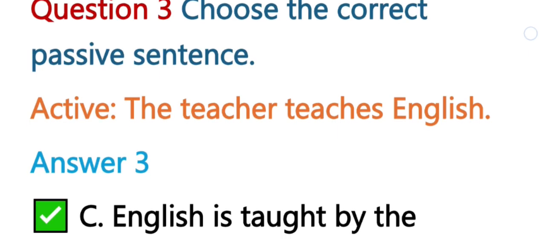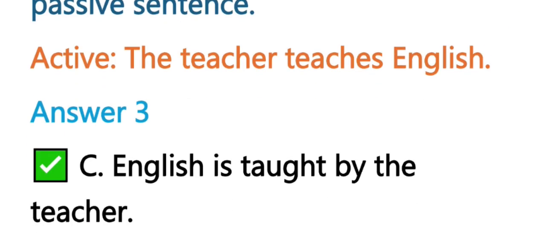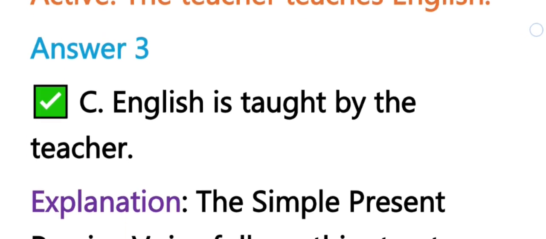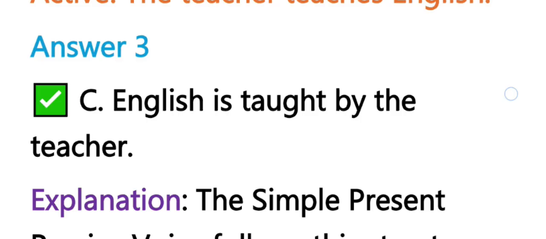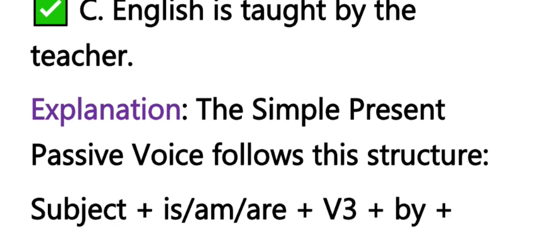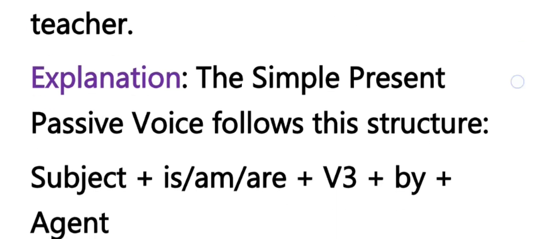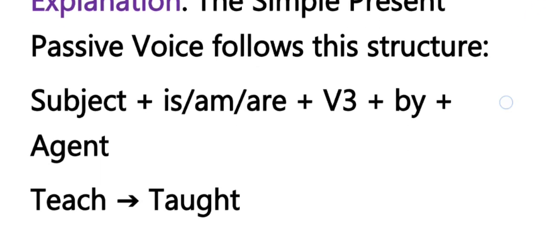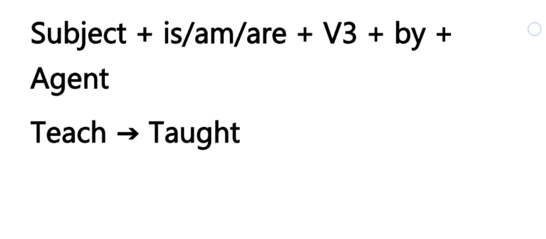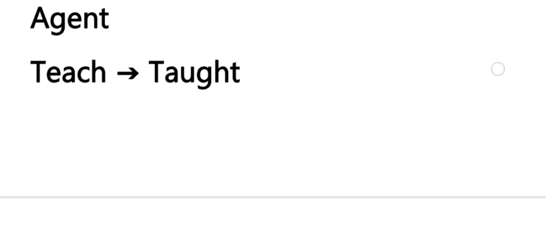Now question 3. Choose the correct passive sentence. Our active is, the teacher teaches English. And the correct answer is option C. English is taught by the teacher. The simple present tense, when we make the passive voice, follows this structure. Subject is written at the first place, followed by is, am, or are. Then comes past participle, or the third form of the verb. Then comes by, and then agent. With this, teach becomes taught. Taught is the third form of the verb, or the past participle.